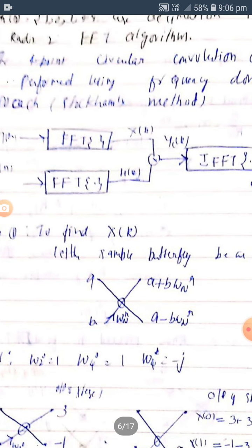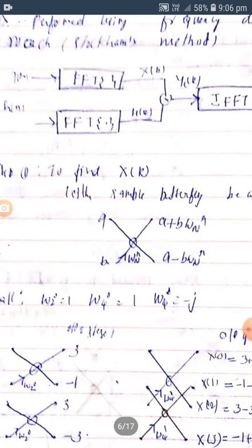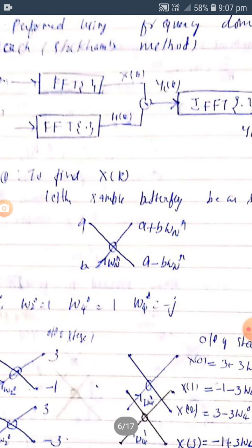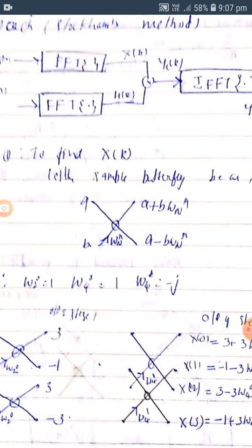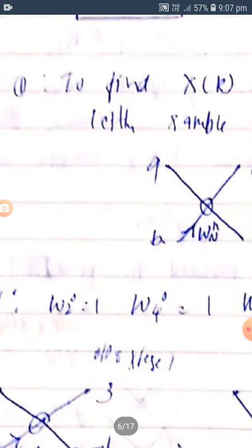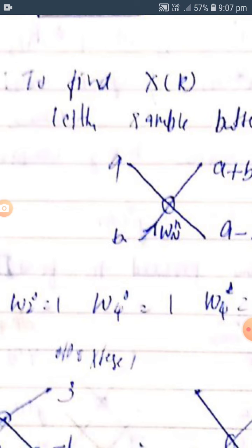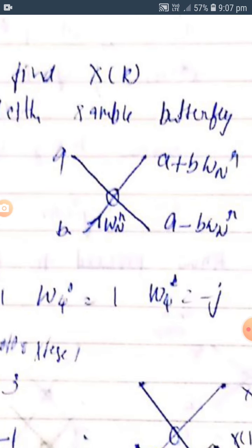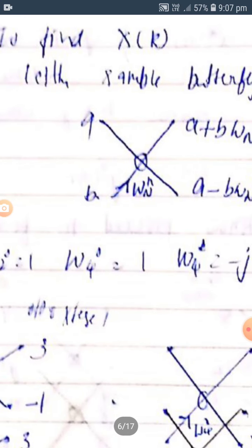Let us take the butterfly. In the butterfly, as I mentioned in the earlier class, there will be two lines. The first line is named A, the second line is named B, and on the B line there is omega n power of r. Then the A line output will be A plus B omega n power of r. The second line output will be A minus B omega n power of r. Recall omega 2 power of 0, omega 4 power of 0, and omega 4 power of 1 will be minus j.